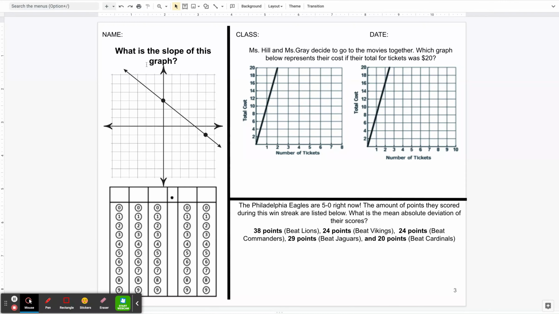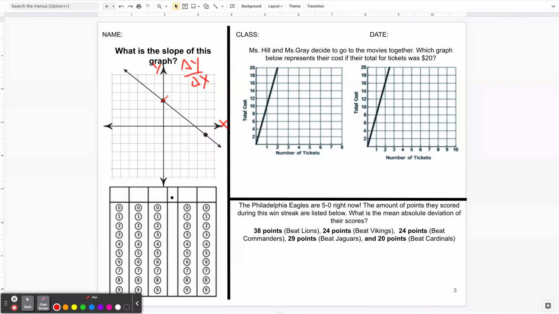Our first section says, what is the slope of this graph? On this first problem, we need to solve for slope and then put it in a decimal form or griddable form. So I'm going to use my pen. I have 2 points. Slope is the change in y over the change in x, right? Since slope is the change in y over the change in x, and we know that this is our y-axis and this is our x-axis, let's do that.